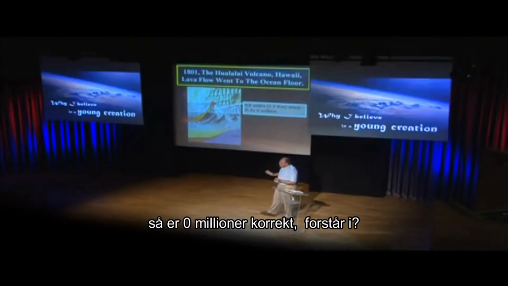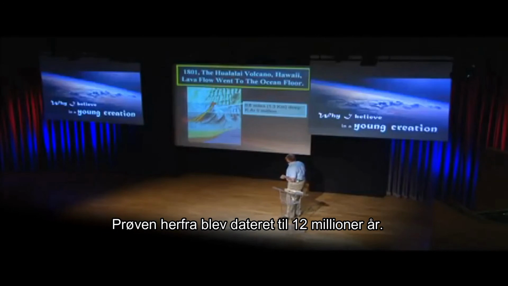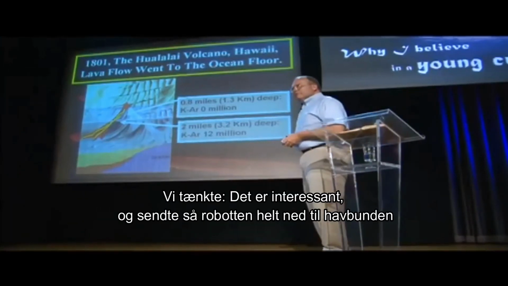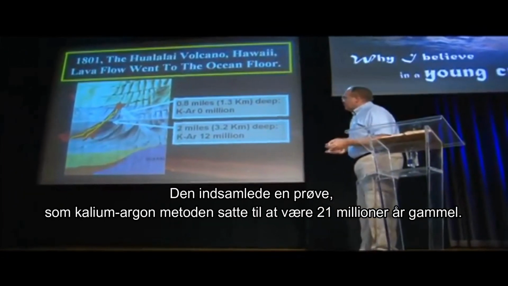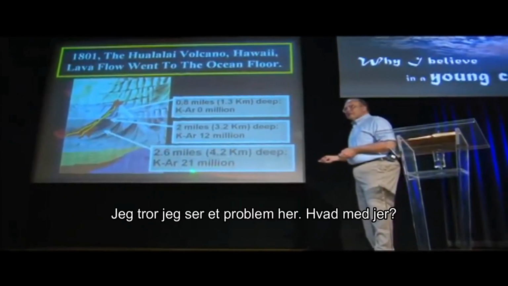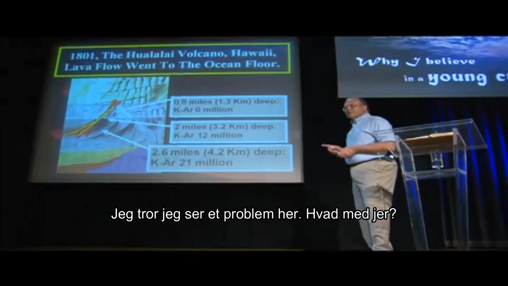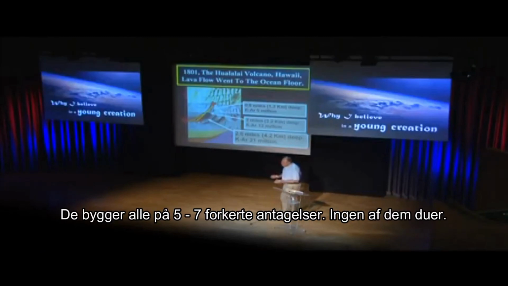Everybody with me here? We got the bright idea, though. Let's take the robot, let's go down 2 miles, took a sample, got a potassium-argon date of 12 million years. We said, well, that's interesting. Let's send the robot all the way down to the ocean floor, 2.6 miles down, took a sample, got a potassium-argon date of 21 million. I think I see a problem here. How about you? These methods do not work. None of them work. They all start with 5 false assumptions or 7 false assumptions, and none of them work.